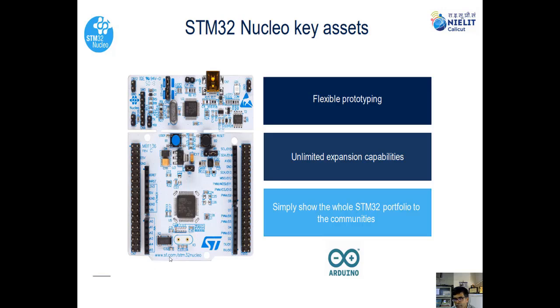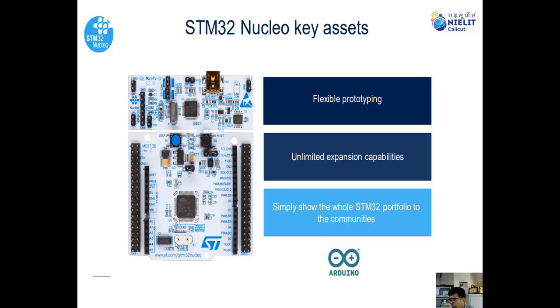I also mentioned there are some connectors. You can see the connectors; there are two types. The ones marked D0, D1, D2, D3, and we have A0, A1, A2, A3. These inner connectors are something like Arduino expansion connectors. So unlimited expansion capabilities are available, and you can use this to simply show the whole STM32 portfolio to the communities. For example, if you want to prototype with Arduino, that is also a solution we can use, a software solution, because Arduino nowadays supports boards for STM32.